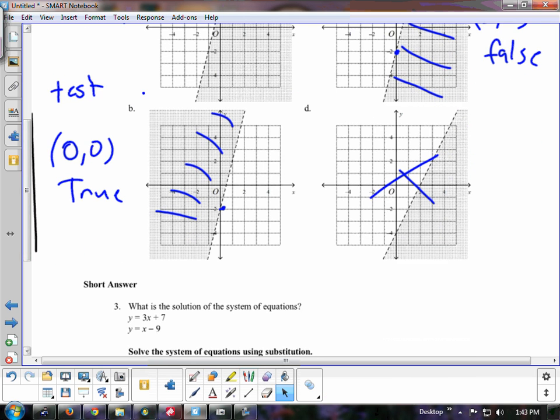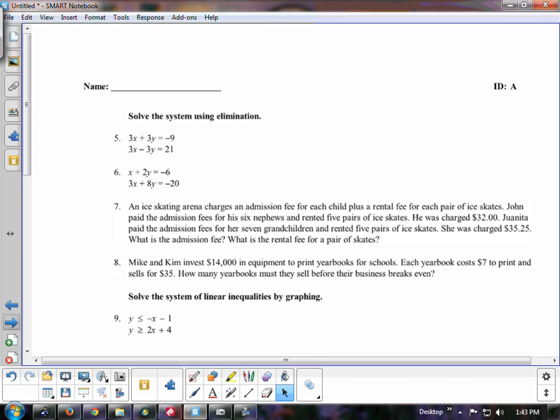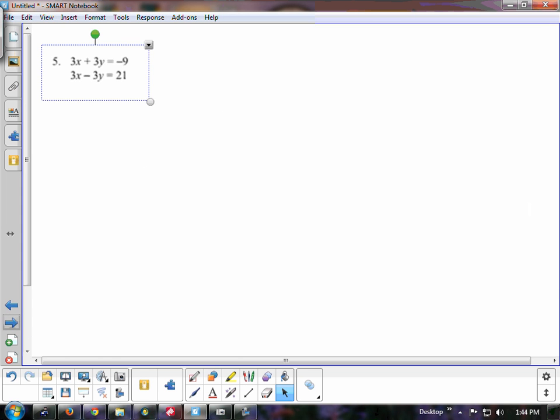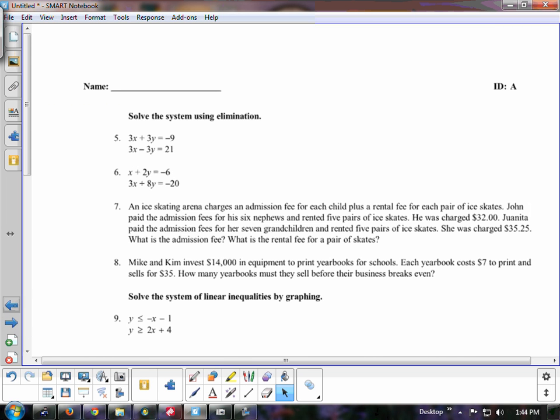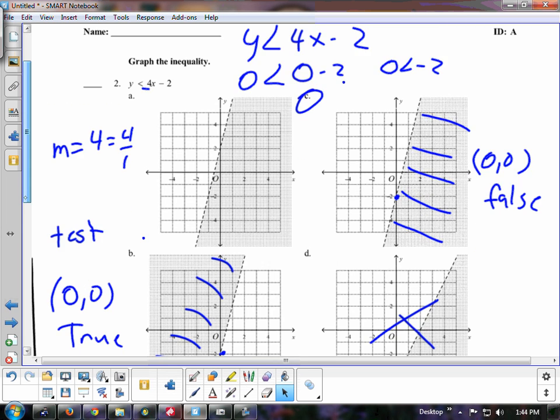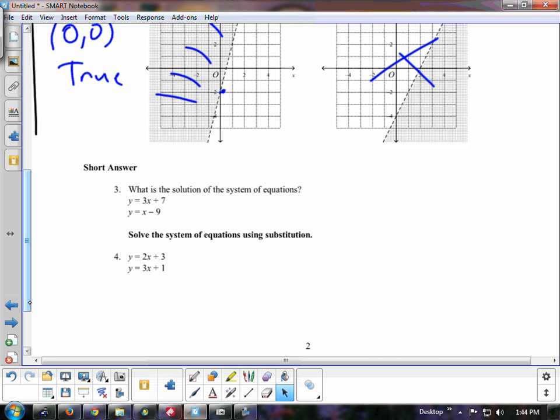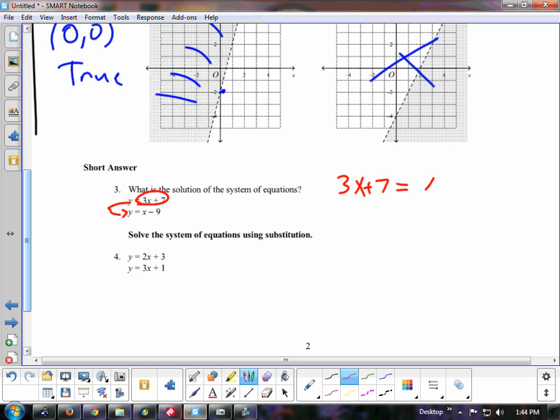Okay, moving on to the next question, which is number 3. I'm sorry, number 5. Or sorry, number 3. Sorry, back one. It says write the solution of the system of equations. Well, this one here I can solve by substitution. I can take 3x plus 7 and put it into this y value. So I'm going to get 3x plus 7 equals x minus 9.